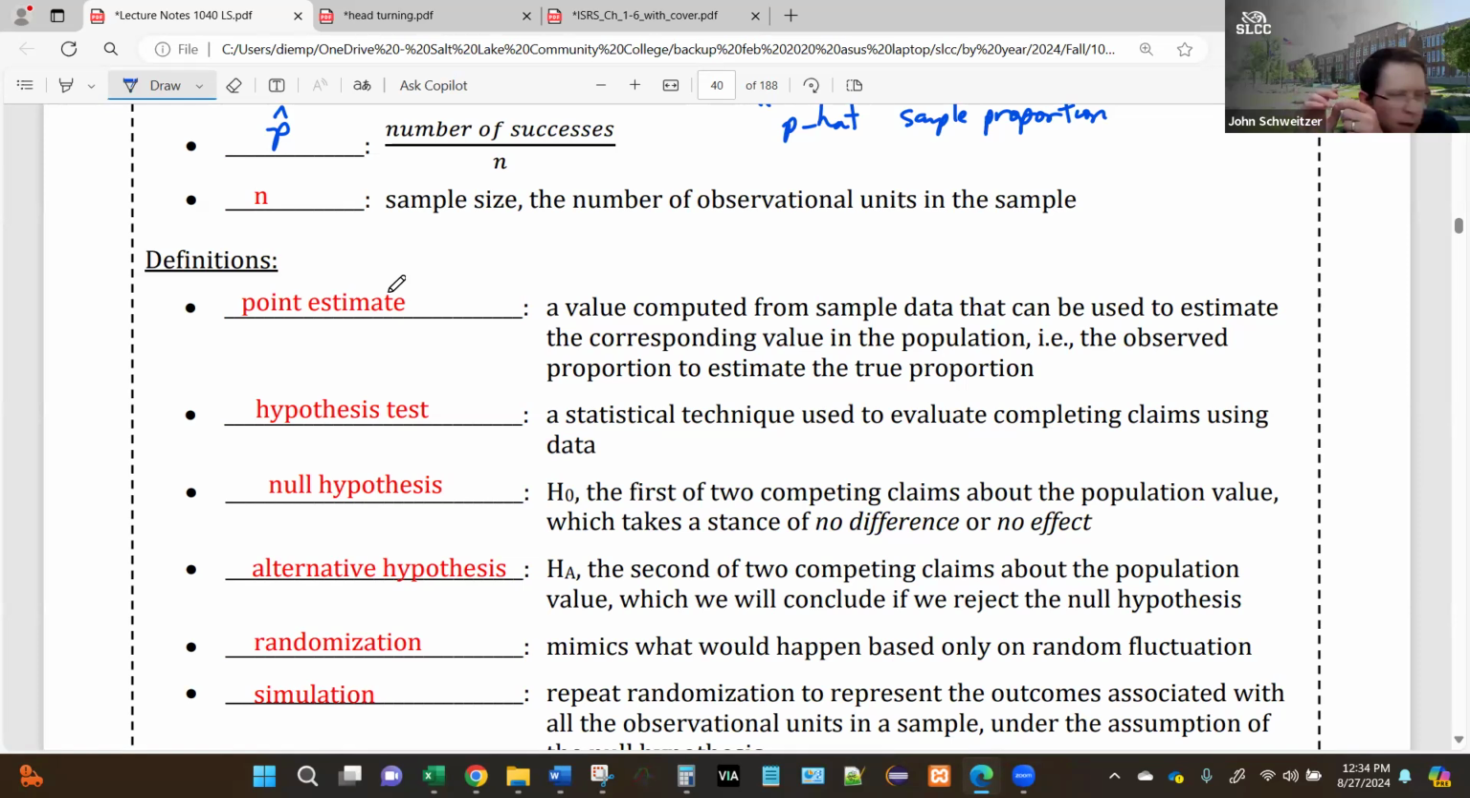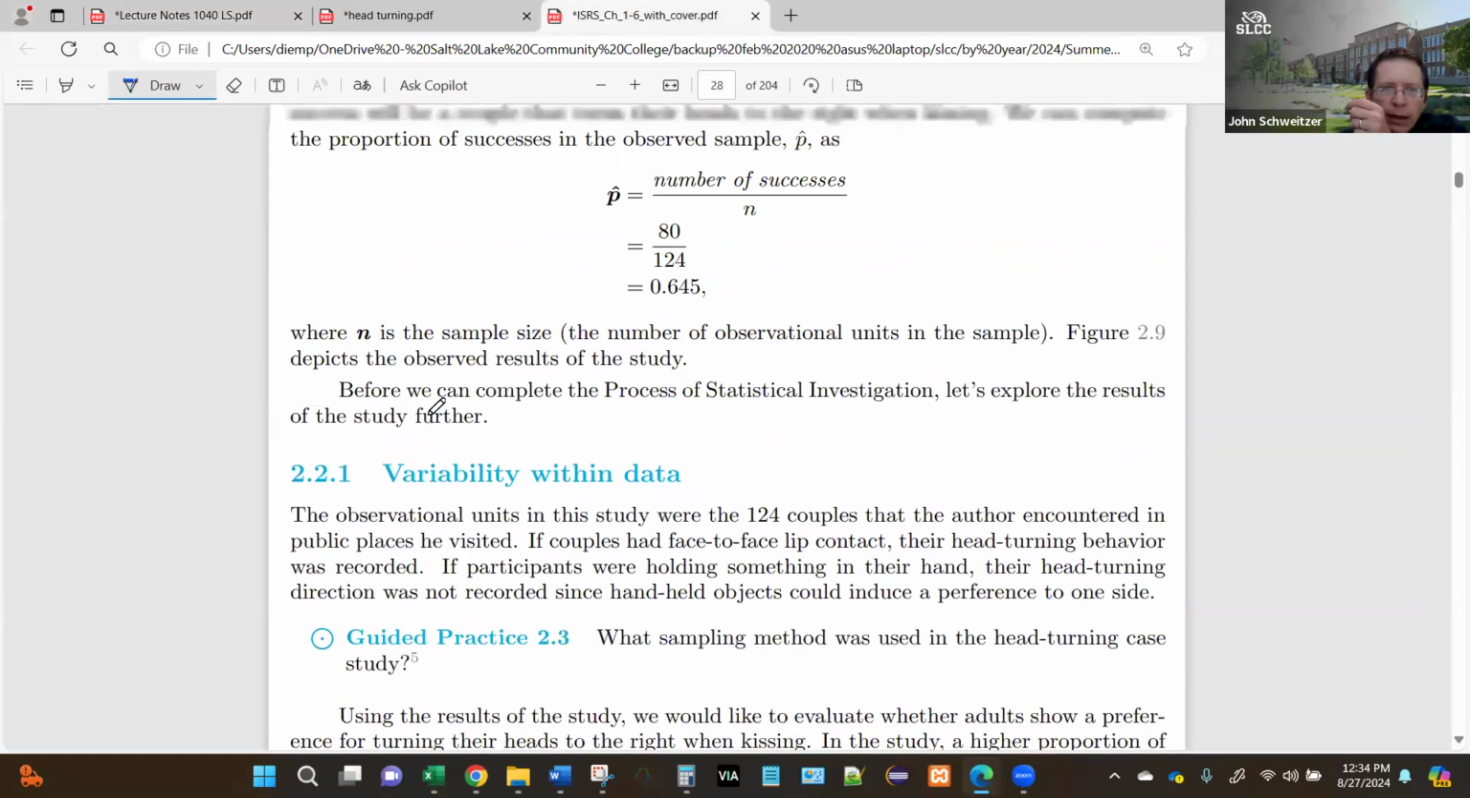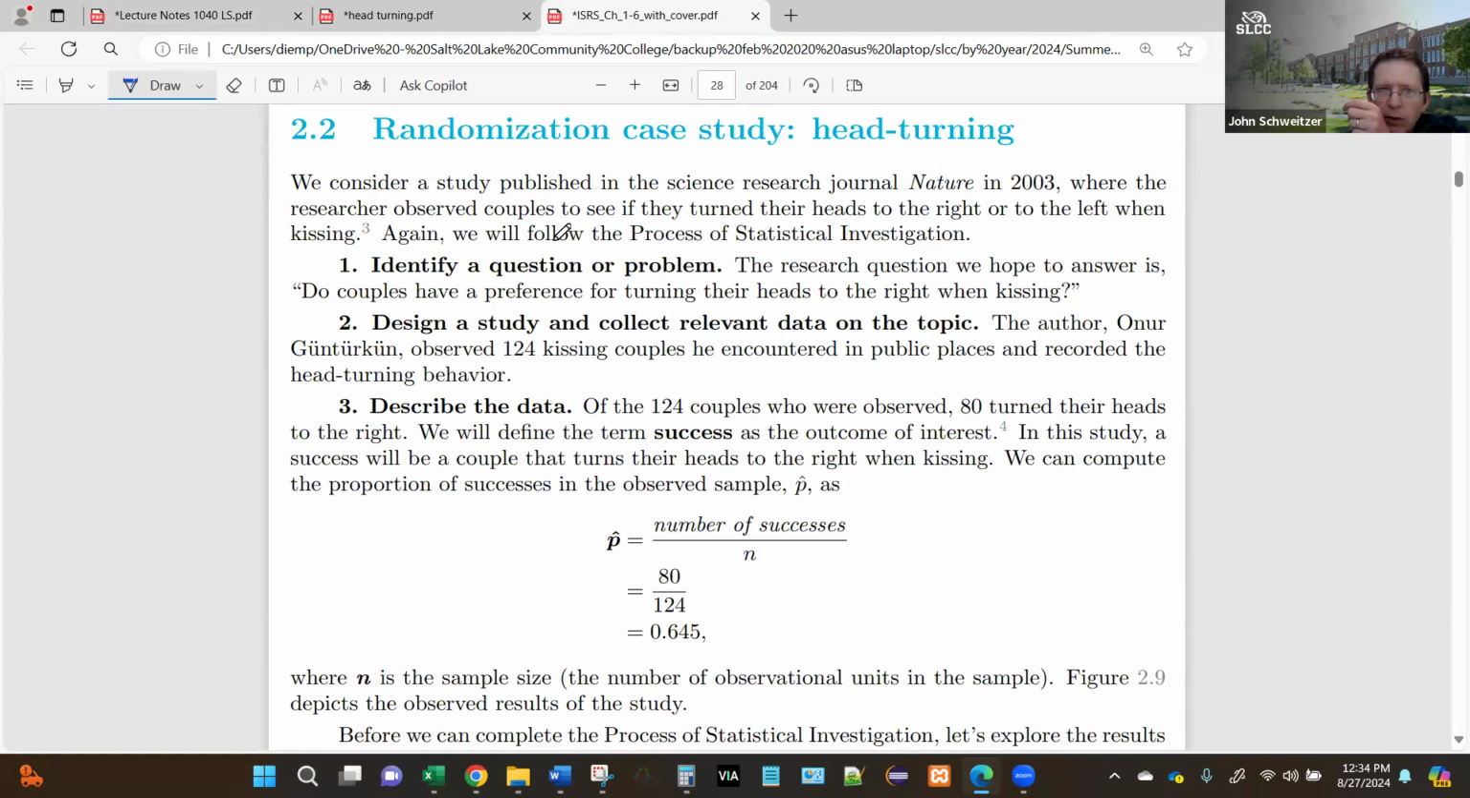All right, so let's go back to the book for just a minute and link this in with what we were talking about earlier.